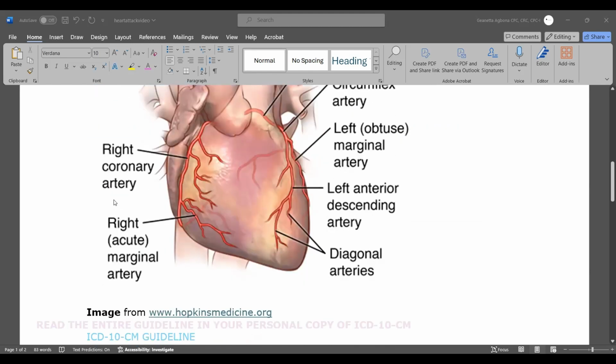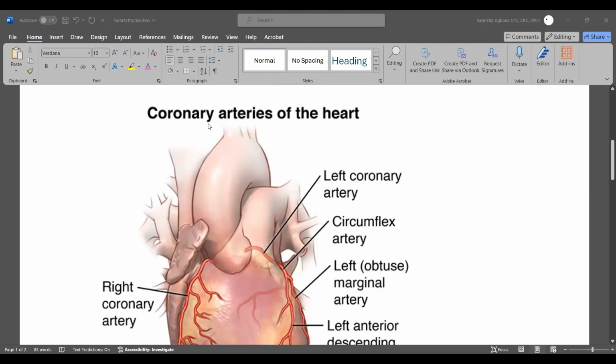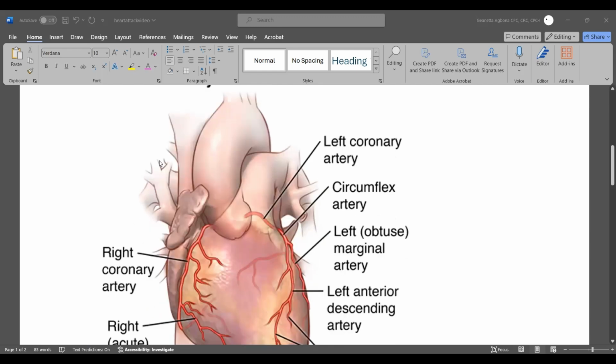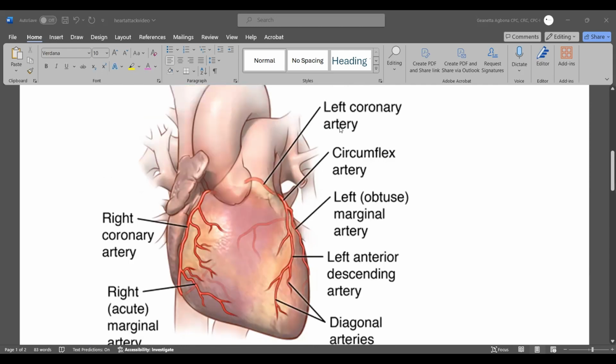So here's an image. I want to give credit where it's due. This is from hopkinsmedicine.org. Thank you for posting this image. But in order to discuss coding for myocardial infarctions, we need to know a little bit more about the coronary arteries. You can see that the coronary artery wraps around the entire heart. On this right side, you have the right coronary artery, right marginal. On this side, we have the left coronary artery, the circumflex, left marginal artery, left anterior descending.